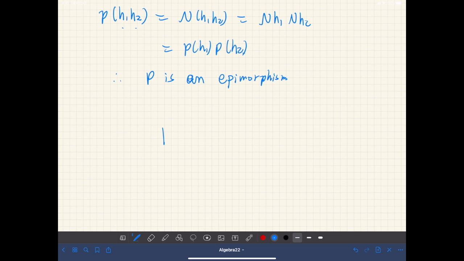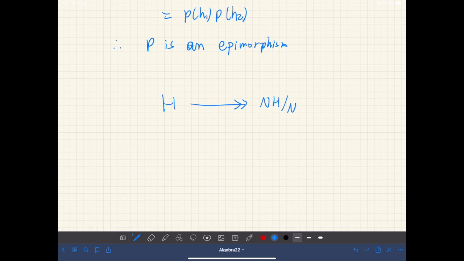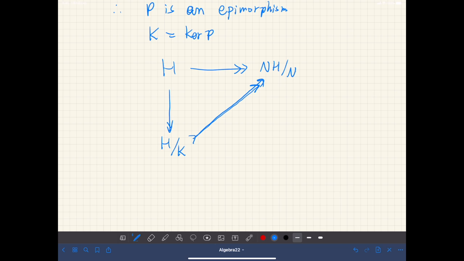So we have H and an epimorphism, NH over N. Then if we define the kernel of P as K, we have another epimorphism to H over K. Then by the first isomorphism theorem, there is an isomorphism from H over K to NH over N. So this is the result of the first isomorphism theorem. H over K is isomorphic to NH over N.